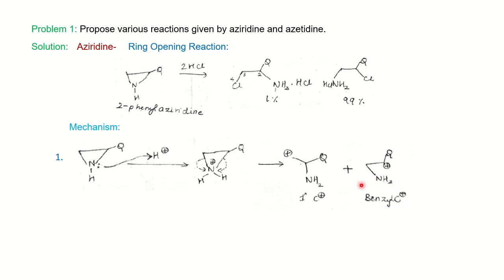more stable, and so the product which is going to be formed will go through this intermediate stage only, and therefore the Cl minus, which is the nucleophile, will attack on this site, and therefore you can observe here this structure will be formed in 99% yield. With the excess of HCl, you will have here the salt form of it, and this is how the ring opening will take place when the aziridine ring is substituted by phenyl at position 2.